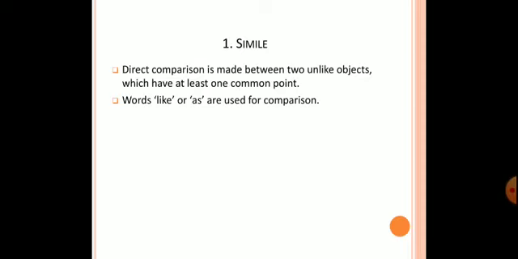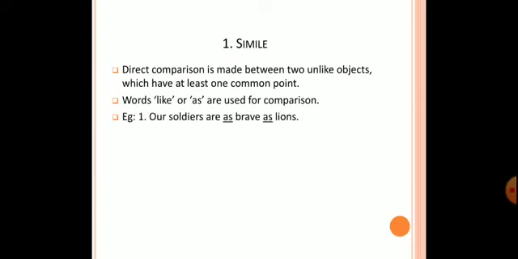So over here there are two unlike objects. Those two are different things, but still a comparison is made between them because they have at least one common point. That is considered a simile. And if you want to recognize whether a figure of speech is a simile, you have two words to look for. The first one is "like" and the second one is "as". So let us go through the examples.